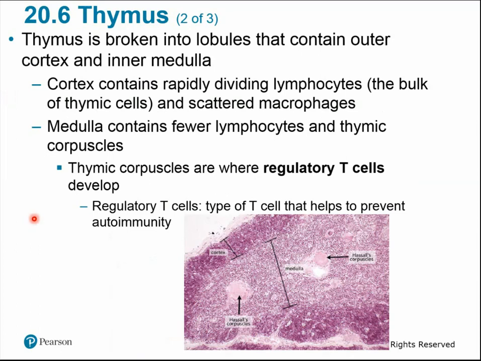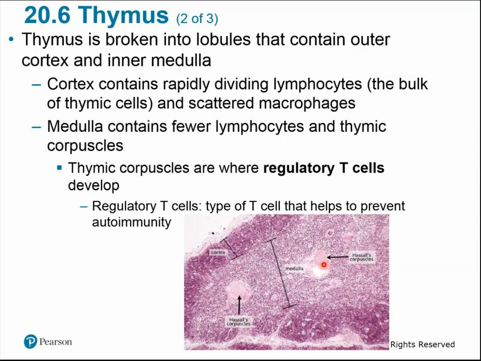So histologically, we can look at the structure of the thymus. So it's similar to the lymph nodes, so it has a cortex and a medulla. So the outer cortex is going to contain our dividing lymphocytes. So those developing, dividing T cells, right? And then some scattered macrophages. The medulla contains fewer lymphocytes and what are called thymic corpuscles or Hassall's corpuscles. Right? So this is where the regulatory T cells develop.